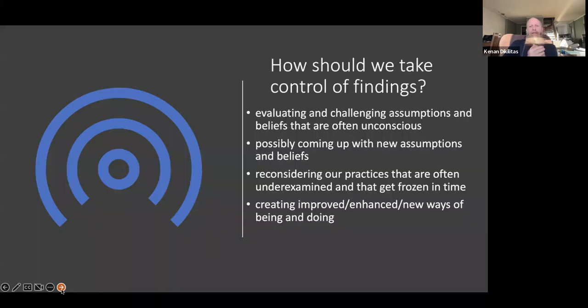And I mean, it's also about taking control of the findings. And as I said, maybe if you analyze the data, you found something, but sometimes some of the findings go unnoticed by the teacher because there isn't enough reflection on the findings. So if you want to take control of our findings, we need to evaluate and challenge our assumptions.